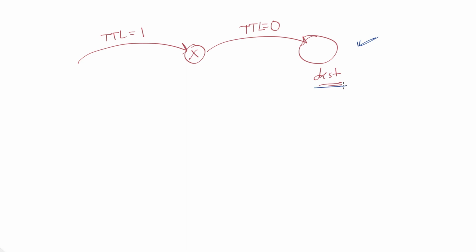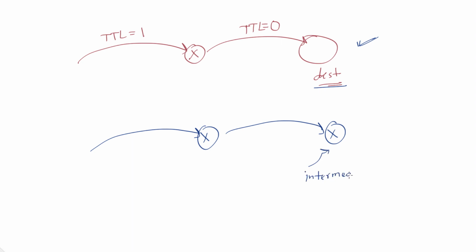But suppose this is not a destination, this is a router itself, some intermediate router, and it has received the packet with TTL value 0. Then what will this intermediate router do? It will completely discard the packet. Why? Because it needs to decrement the TTL value, and once it decrements, it will become negative, and TTL cannot be negative. So it will discard the packet. That's the difference. If the destination gets TTL value 0, it will accept the packet. But if an intermediate router gets TTL value 0, it will discard the packet. So that's where we use the TTL value.